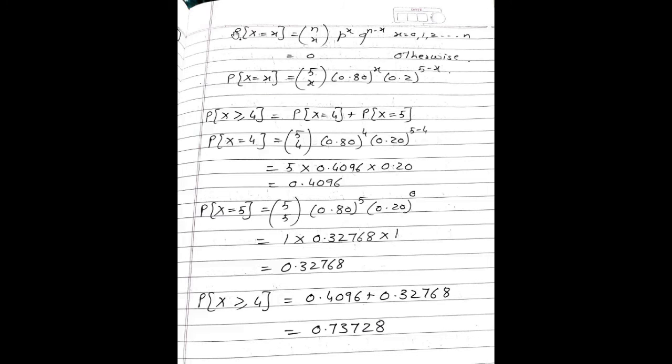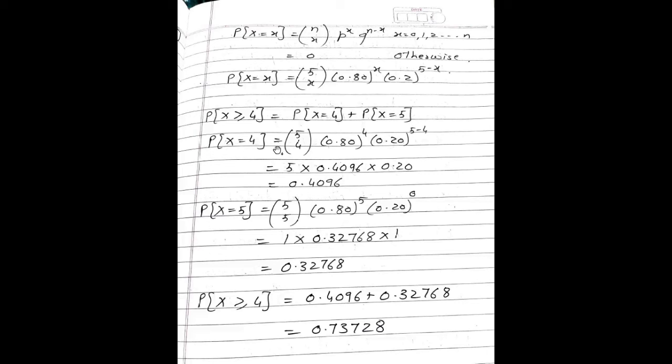The probability mass function of binomial distribution is given by probability X is equal to x is nCx p raised to x q raised to n minus x. The range of x is starting with 0 up to n and equal to 0 otherwise. So probability X is equal to x is 5Cx 0.8 raised to x 0.2 raised to 5 minus x. We want to calculate probability X greater than or equal to 4, which is equal to probability X is equal to 4 plus probability X is equal to 5.